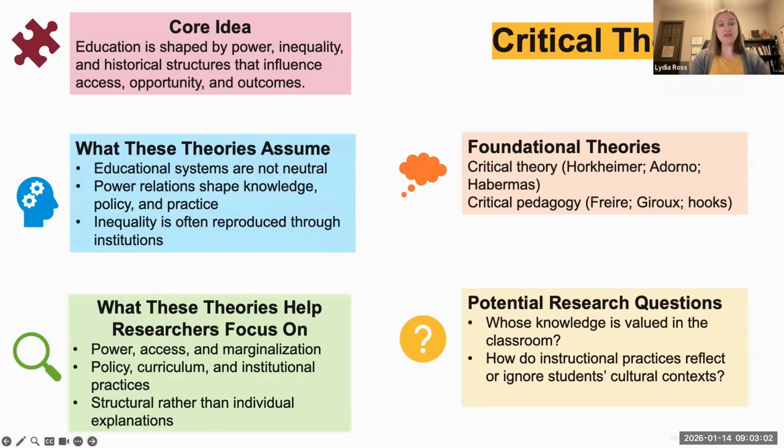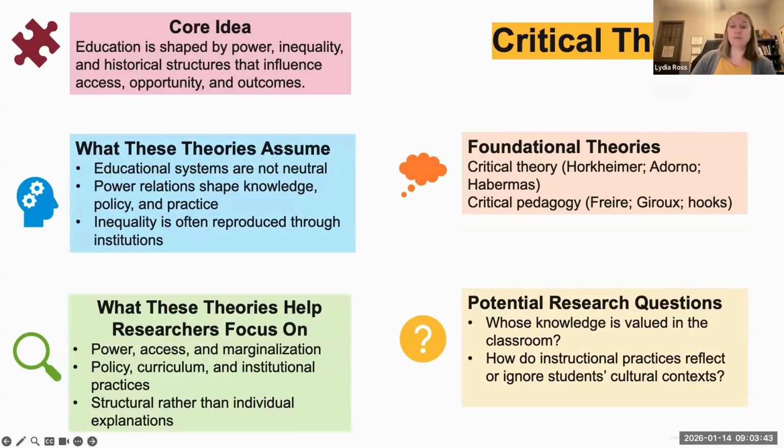The last big bucket of theories that I'm going to talk about is critical theories. And these theories take an explicitly structural view of education. So they emphasize that education is shaped by power, inequality, or historical forces that might influence access, opportunity, and outcomes. And these theories assume that education systems are not neutral, and really look at power and how knowledge, policy, and practice are reproduced or have relationships through different institutions. As I mentioned, they're focused on structures. So this could be policies, schools, or systems rather than just looking at individual actions.